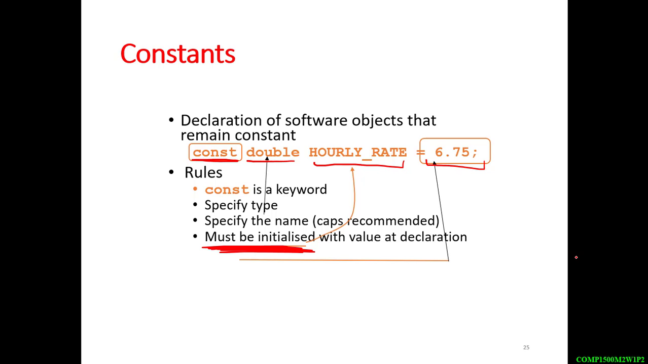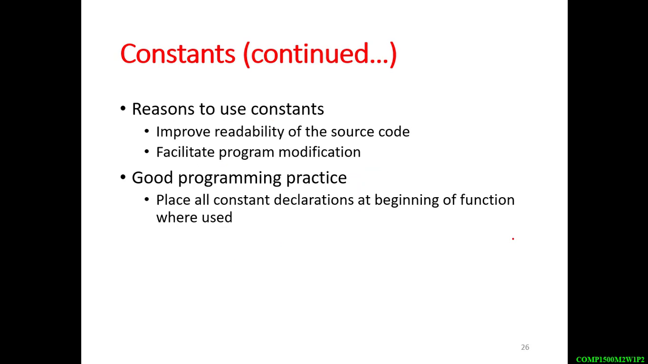Now, the reason to use constants is that it improves the readability of your code, and also it facilitates program modification. Like in our previous example, when we said the hourly rate is 5 reals, let's say they want to increase the salaries for the employees, they will just change the 5, let's say, to 7. Okay? And also it's a good programming practice to use constants. So it's not only about easiness, but it's also important to have good programming practice.